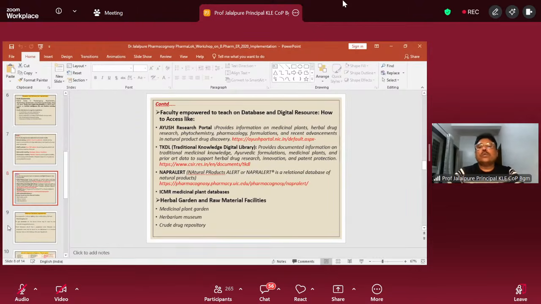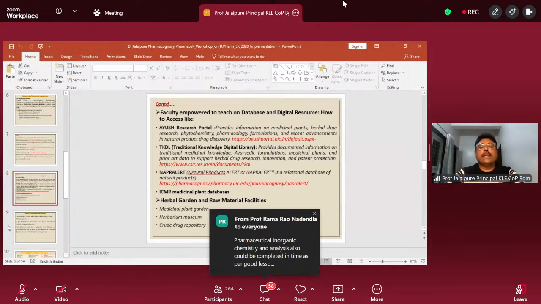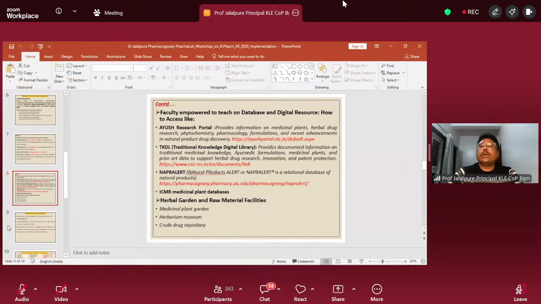Then NAPRALERT, natural product alert, is also there in the syllabus. Related to natural product research, each and every piece of data is available about any natural product research that takes place. Not only research, even information about any plant material, any crude drugs. So through this, we can teach our students about natural product research. Then the ICMR medicinal plant database is also available. Our faculty members should be aware of all these databases, then we will be able to teach and implement this syllabus properly to the students.